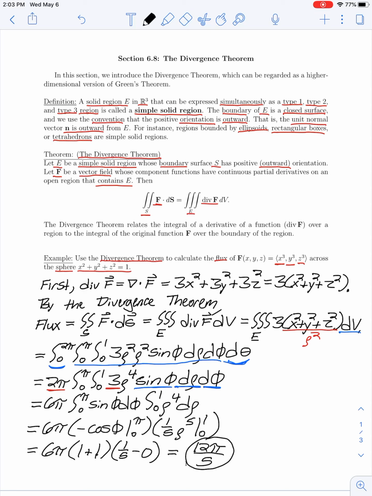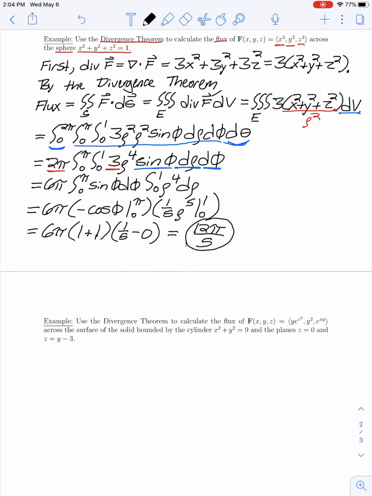So here we see that this is much easier than trying to first parameterize that sphere and then evaluate the flux integral using the formula that we had from section 6.6. So the divergence theorem is very useful in evaluating flux integrals over closed surfaces. So let's look at another one.